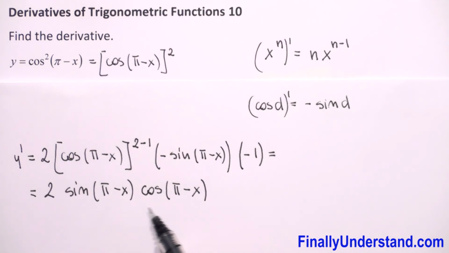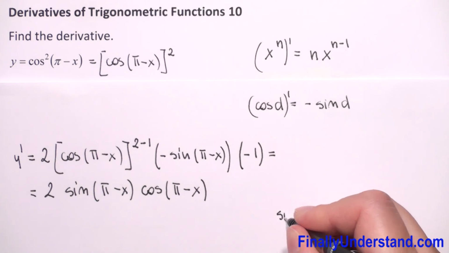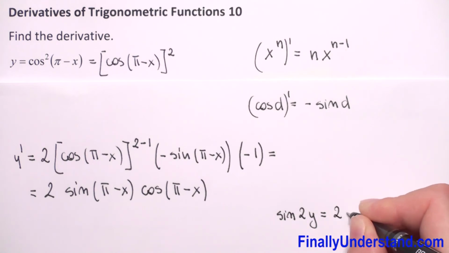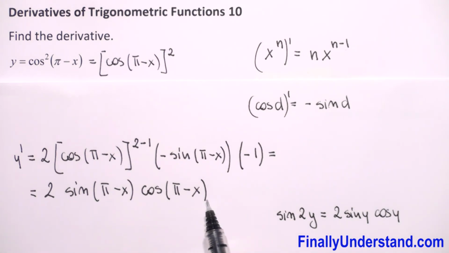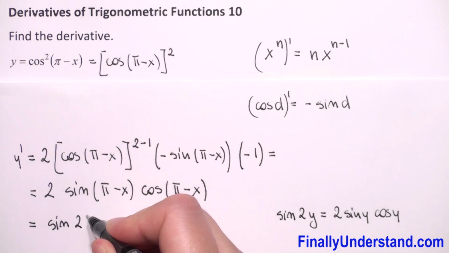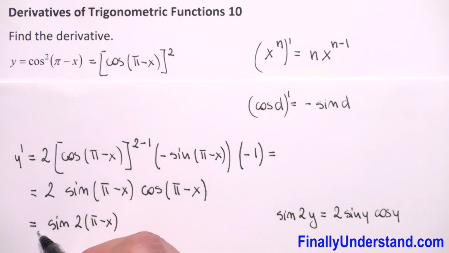This answer is correct, but we can use the formula for double angle, if someone forgot. When we have sine of 2y, this is equal to 2 times sine of y times cosine of y. So we can rewrite this whole expression as sine of 2 times pi minus x. And this is my solution.